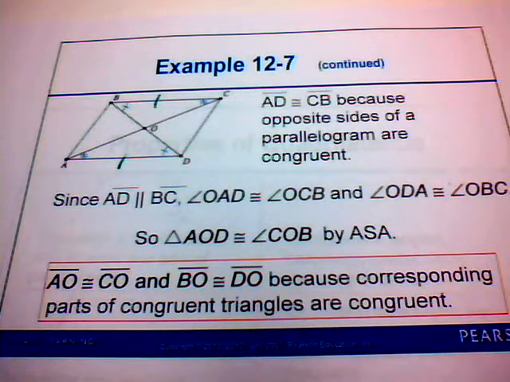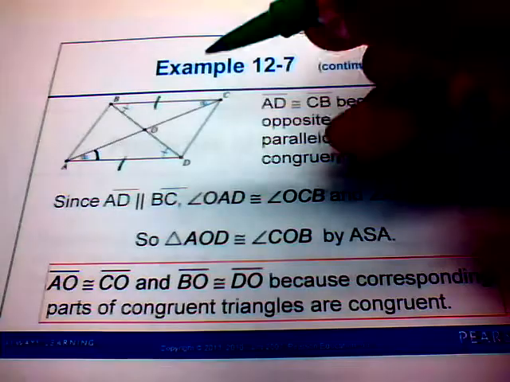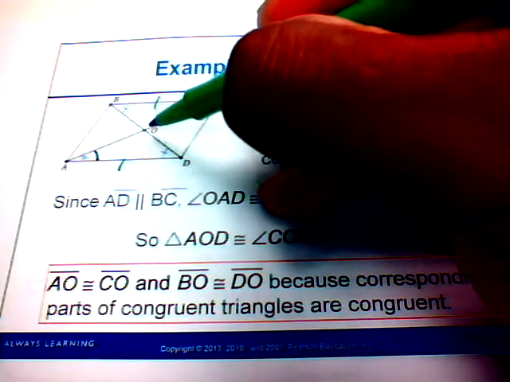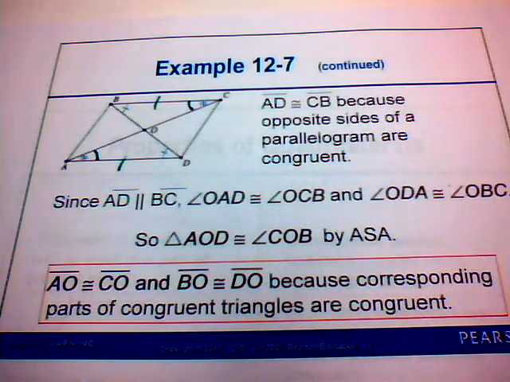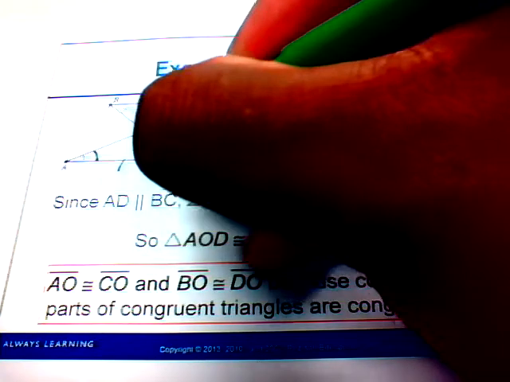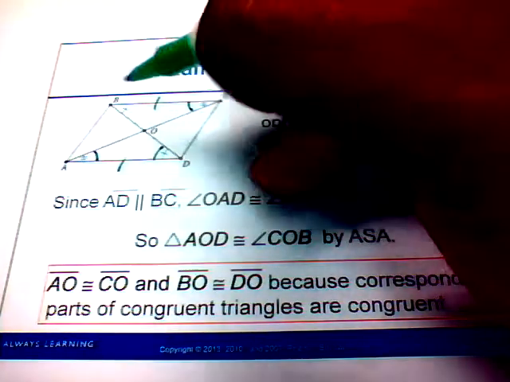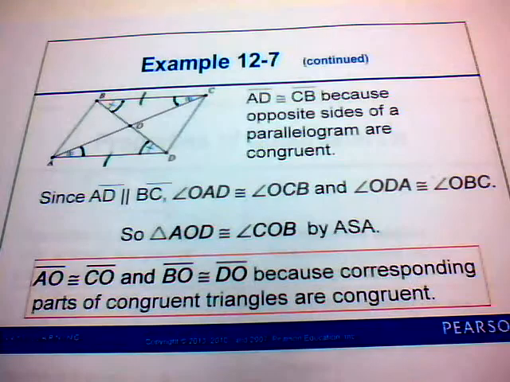Since line segment AD is parallel to line segment BC, we can say that angle OAD, here's O, here's A, here's D, that's this angle here, and angle OCB, here's O, C, and B, that's this angle up here. And then also on a similar note, angle ODA, that's this angle down here, is congruent to angle OBC. That's this angle up here. And the reason for that is this. If you have a pair of parallel lines that are cut by a transversal, then we can conclude that alternate interior angles are going to be congruent.